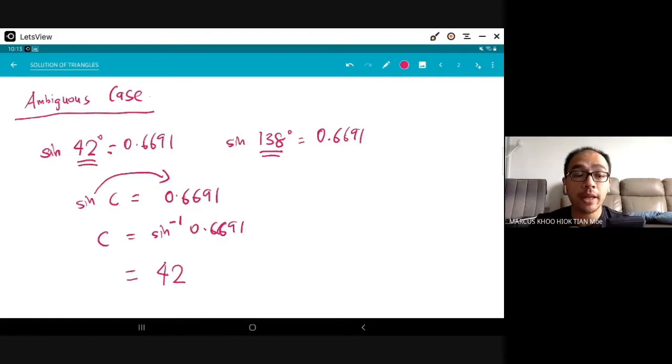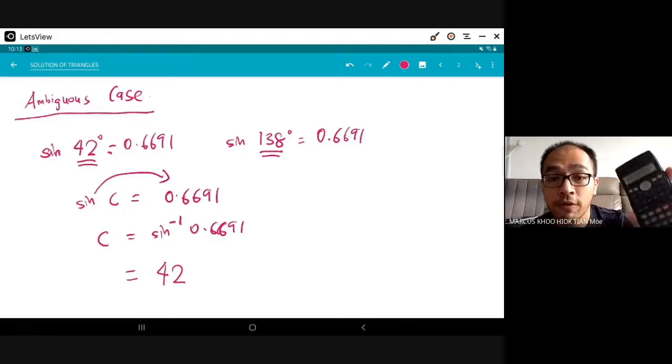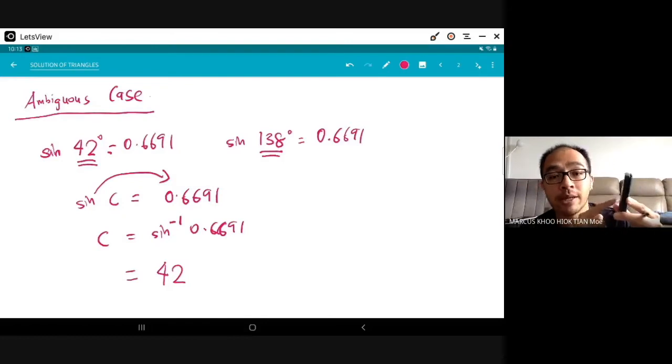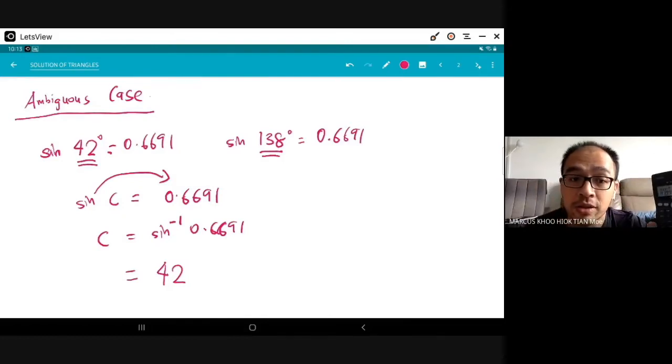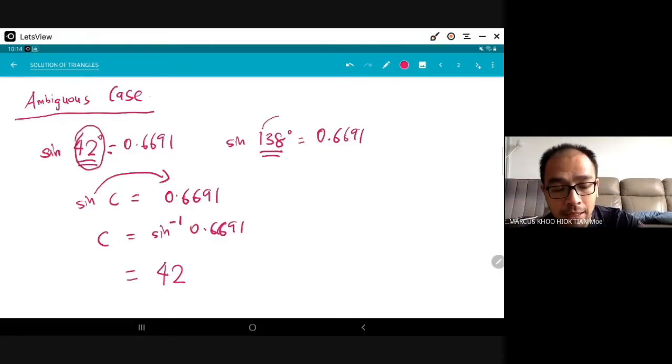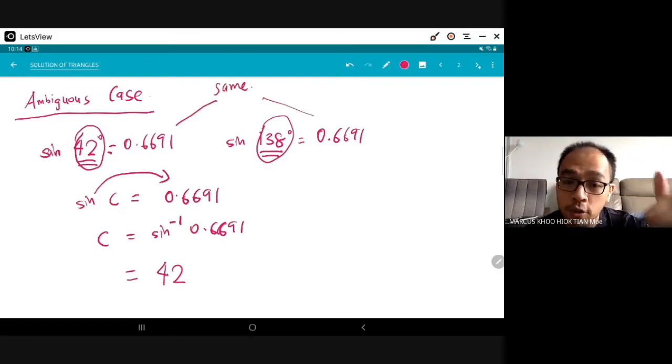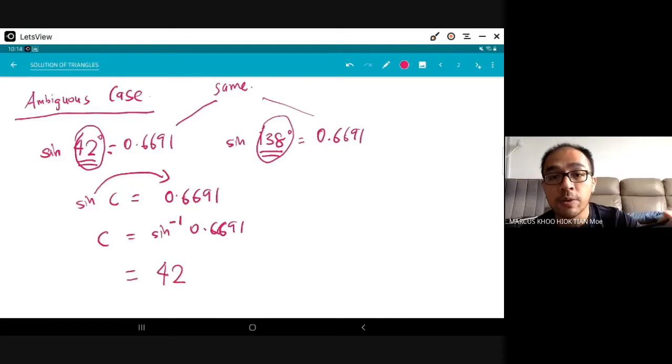No matter how many times I press shift sine 0.6691, I will get about 42. And no matter what I press, I cannot get the 138. But the problem is when I press different angles, I get the same value. Both 42 degrees and 138 degrees give me the same sine value.